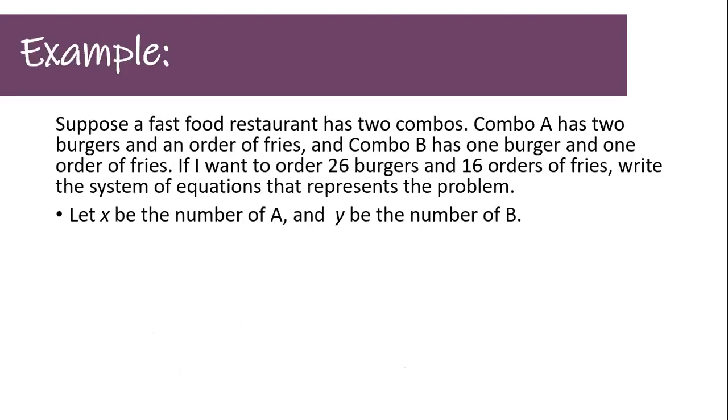So let's look at an example. First, suppose a fast food restaurant has 2 combos. In combo A, it has 2 burgers and an order of fries, and combo B has 1 burger and 1 order of fries. You want to make sure that you order 26 burgers and 16 orders of fries. So first we need to write the system of equations that represents the problem, and then we'll solve.